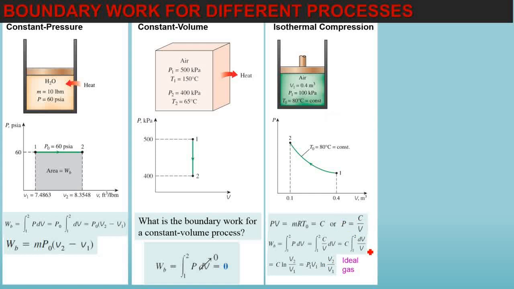So in my boundary work equation, I am substituting P using C over V, and I can integrate it to get C ln V2 over V1. To get the value of C, I can substitute P1 V1 in this equation. Also I can substitute P2 V2 into this equation. It is important to remember that this equation only applies to an ideal gas because we assumed it's an ideal gas to start this derivation.